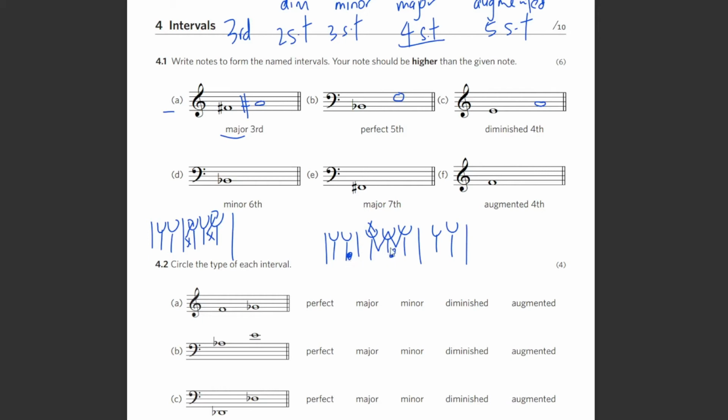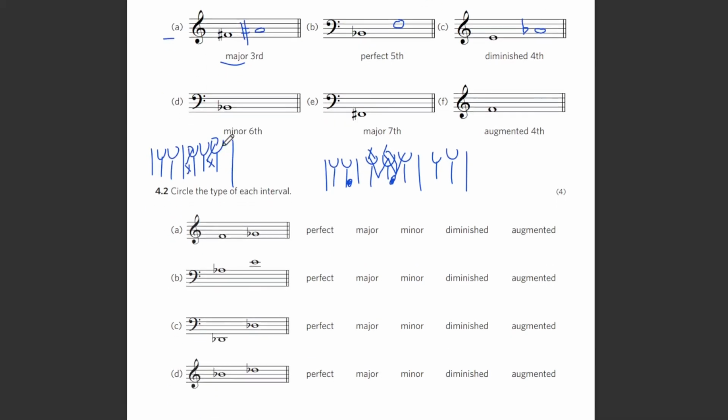I cannot change E, so I must change A. How do I make A a semitone closer to E? Well, I'll just put it here, which is A flat. So there will be A flat. All right. Okay, next, let's move on to the next one.